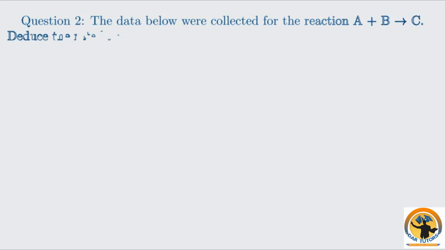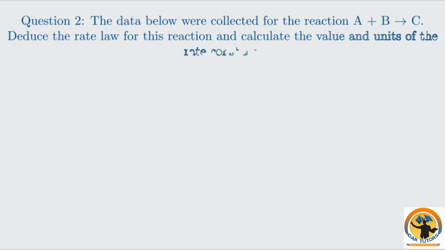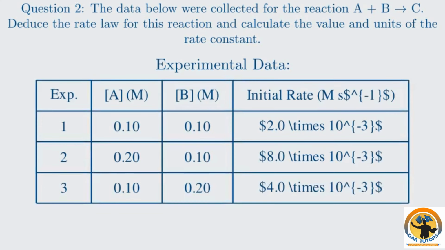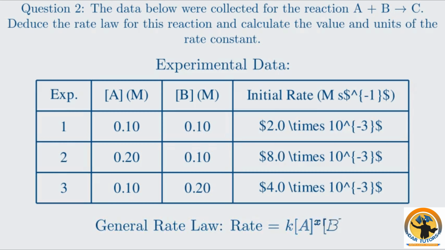Let's try a question involving reaction order. Here is question 2. The data below were collected for the reaction A plus B yields C. Deduce the rate law for this reaction and calculate the value and units of the rate constant. The data table shows 3 experiments with different initial concentrations of A and B and the corresponding initial rates of reaction. The general rate law we're looking for is rate equals K times concentration of A to the X times concentration of B to the Y. Pause the video here and work through the problem.